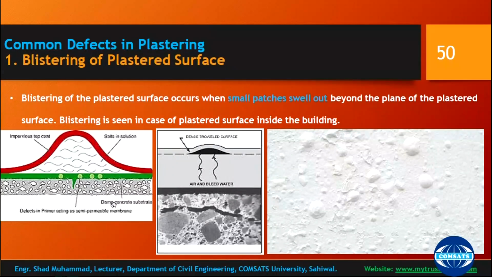Defects in plaster: damp concrete substrate, dampness has occurred, and salts are in the solution. Due to chemical reaction, different salts are formed, and this is an impervious coat, so it does not allow the salts to move outside of this layer, so blistering occurs. Sometimes air and bleed water occur, and water evaporates and air is left.